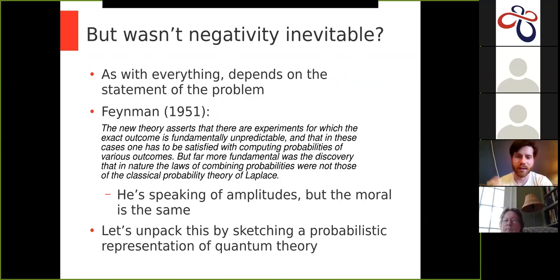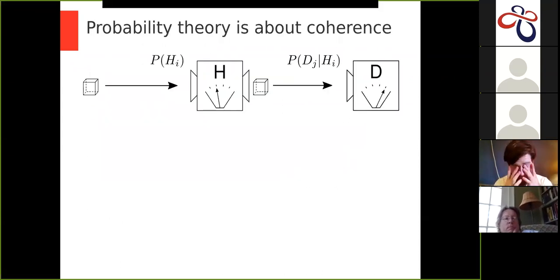Let's unpack that statement by actually sketching what I mean by this probabilistic representation. So forget about physics for a second. Let's just talk about this really simple toy scenario with no particular physical model underlying it. Say you have a physical system, which I've drawn as a cube, and you plan to do two things to it, which I represent as these boxes with inputs and outputs. The H box, you put your system into, and you get an outcome, something gets spat out of the other side of the H box, and you feed that into the D box, and it gives you an outcome. And say you have probabilities for the outcomes of each of those.